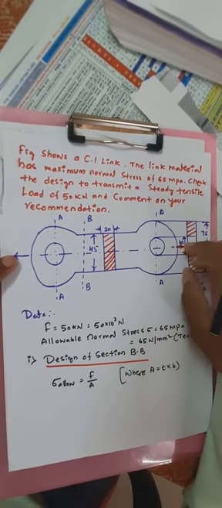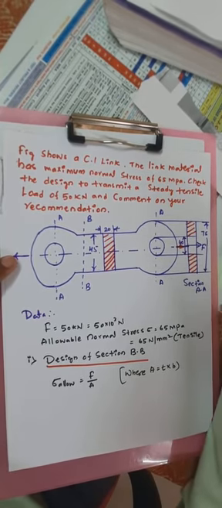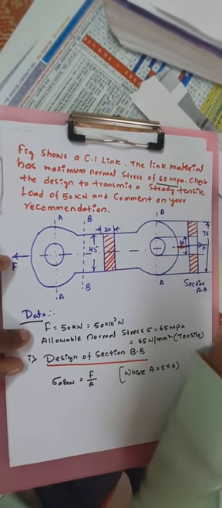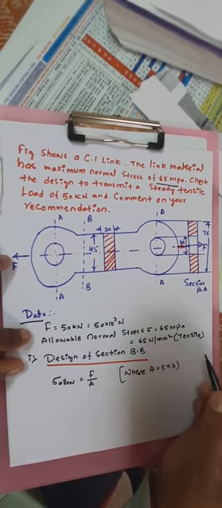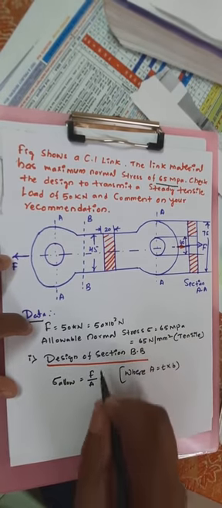This is the given cast iron link. Here we have two sections, section AA and section BB, with different dimensions. First let us note down the given data. Here F is a tensile load of 50 kilonewton, that is 50 into 10 to the power 3 newton, and the allowable normal stress sigma is equal to 65 MPa, that is 65 Newton per mm square, which is tensile. Let us first consider the design of section BB.